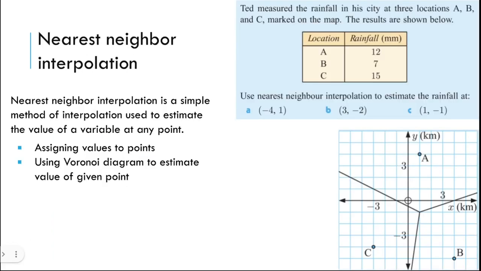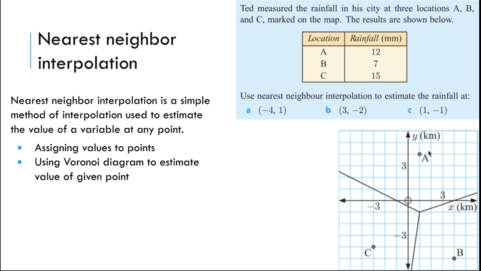There's a concept in Voronoi diagrams that's called nearest neighbor interpolation. This is just a really fancy way of saying that whatever cell you're in, you're going to assume the value of whatever site that is. So if we look at the example to try to understand what that means, Ted measures the rainfall in his city at 3 locations, A, B, and C, that are marked on the map. So our map is here below. The results are shown below.